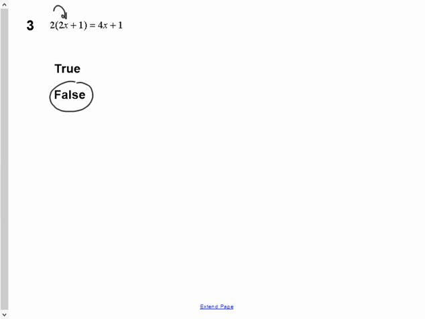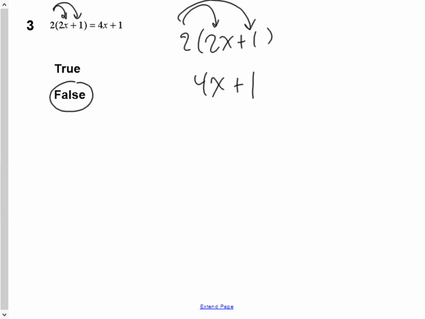So using distributive property, the reason why this is a question is because sometimes when people do distributive property, all they do is they multiply the first term by 2, and they forget to do the rest. But with distributive property, you also have to multiply the second term by 2, which means the actual solution would be 4x plus 2, not plus 1.